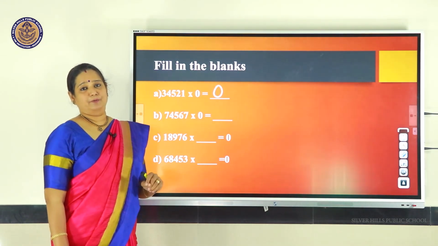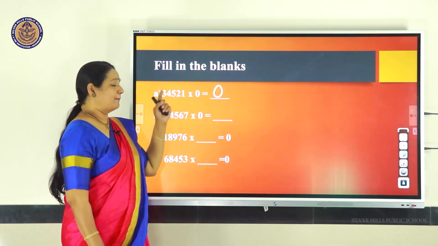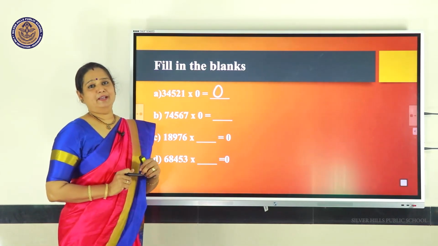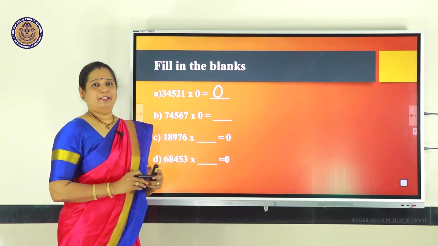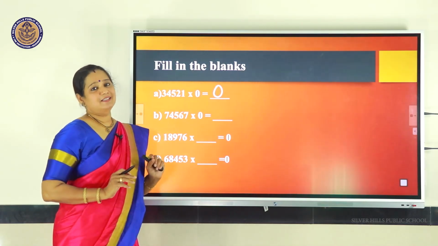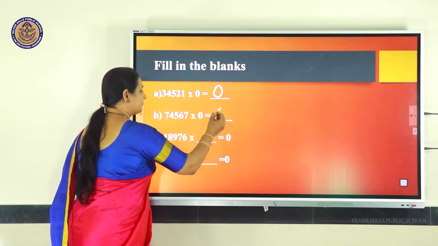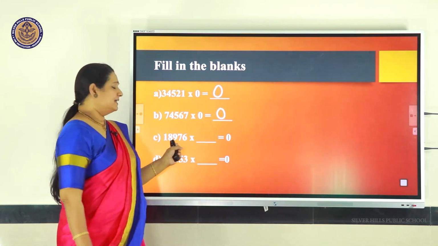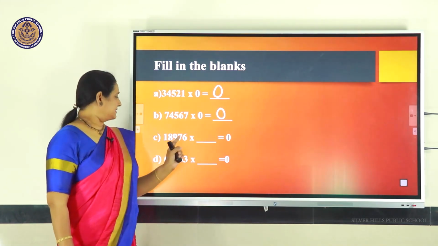74,567 into 0. Here also we are going to apply the second property of multiplication. That is, when we multiply any number by 0, the product is 0. So here also 0.